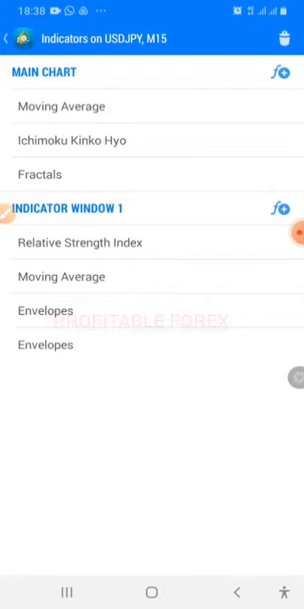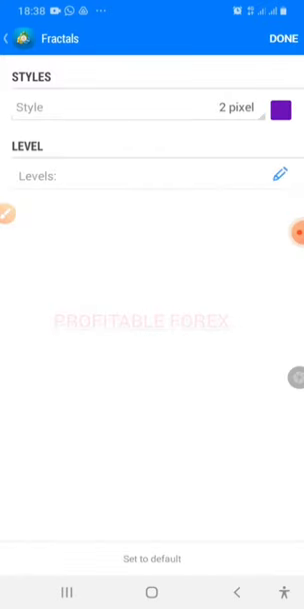Then on another, this one is not very important, but if you need fractals, you can add your fractals. The fractals help you to mark out the resistance and the support zone. There's not much setup, just use the default setting and click on done.